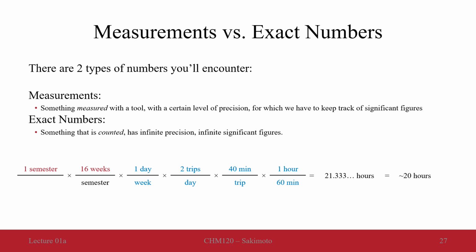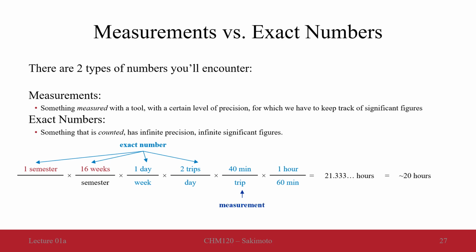So when we look at this example from earlier in the lecture, converting from 1 semester to hours spent on the T, we see that we have two different types of numbers, both measurements and exact numbers. We see that we have a series of exact numbers, things that we can count. We count 1 semester, we count 16 weeks, we count 1 day, we count 2 trips per day. These are things that we can count, and we have no uncertainty with how many weeks there are per semester, how many days of the week we go to campus, how many trips we take per day. They are always in integer units.